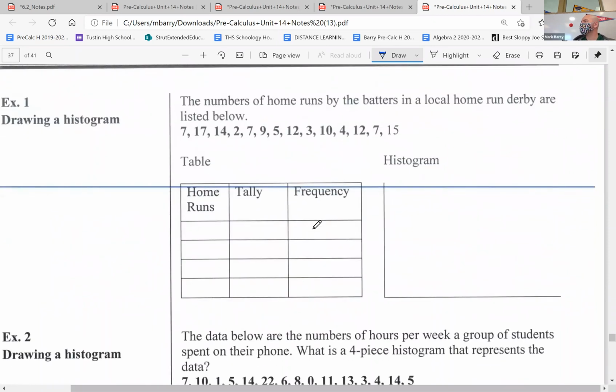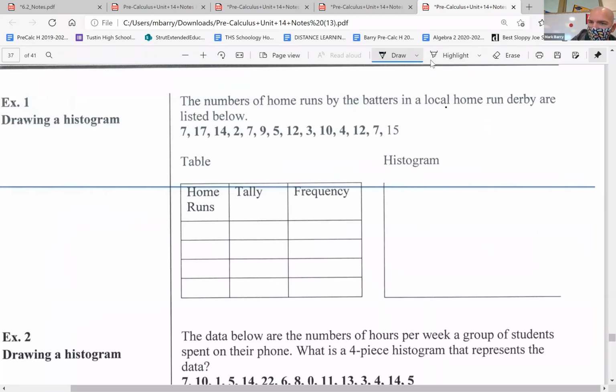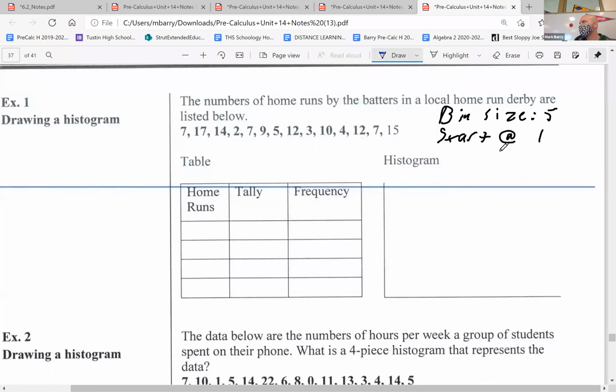So now let's practice drawing a histogram, okay? Now, when we get these on WebAssign, they're gonna tell you the bin size. So I'm gonna go ahead and write down the bin size here in black. Let's pretend that was part of the instructions. Let's say the bin size is 5, and we're gonna start at 1. Like I said, on WebAssign, they're gonna give you that information. That's why I wrote it in black, okay?